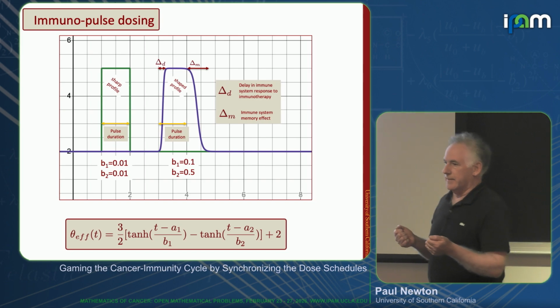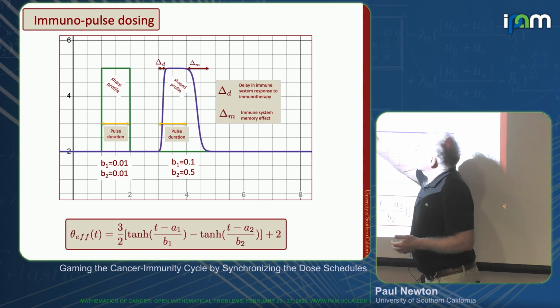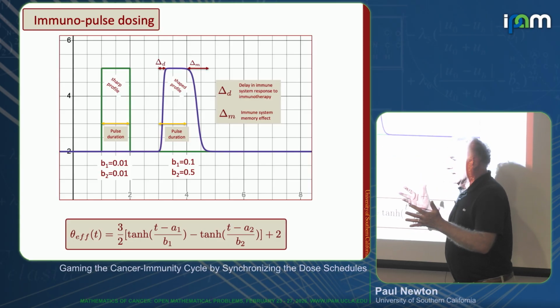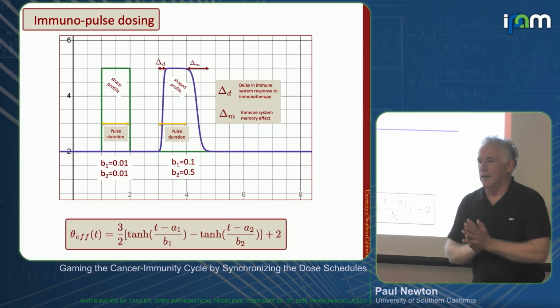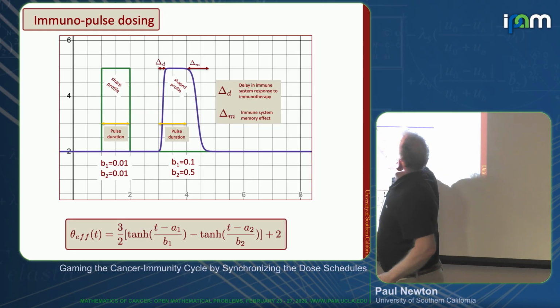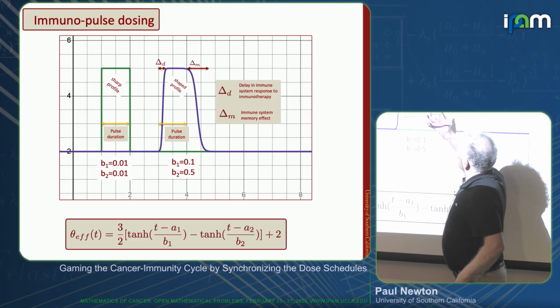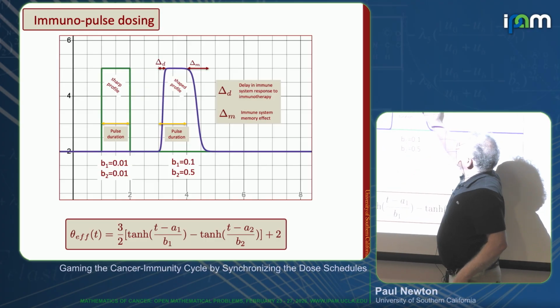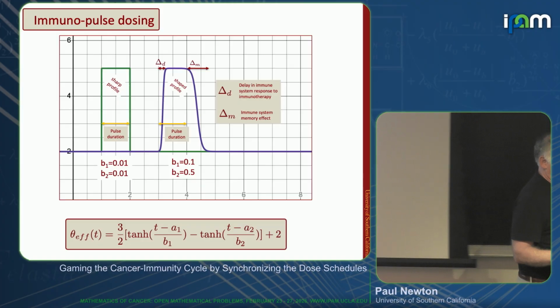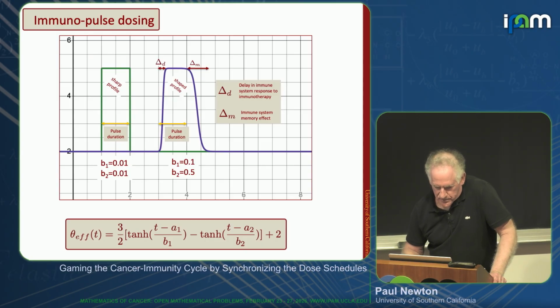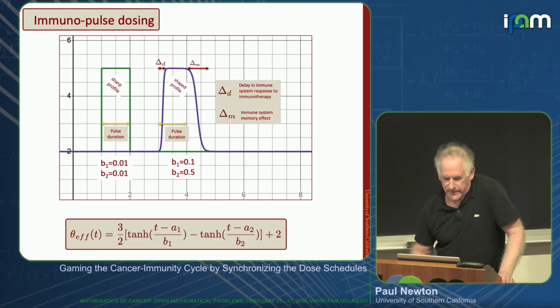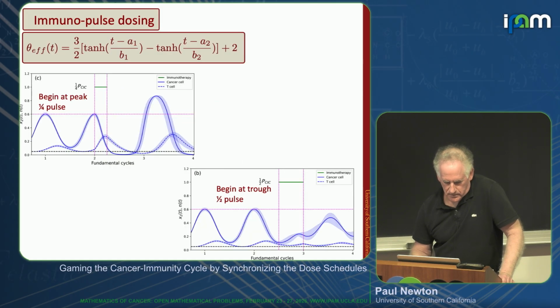There's a little bit of a lag time. And also, when you stop the immunotherapy, again, the system doesn't immediately respond. There's a little bit of a lag time with that. And so we can shape the profile with this function. That's what we do to model, let's call it, the delay in the immune system response to immunotherapy and the immune system memory effect. Again, there are other ways of modeling this. You could do a delay equation, but that makes it a little bit awkward.